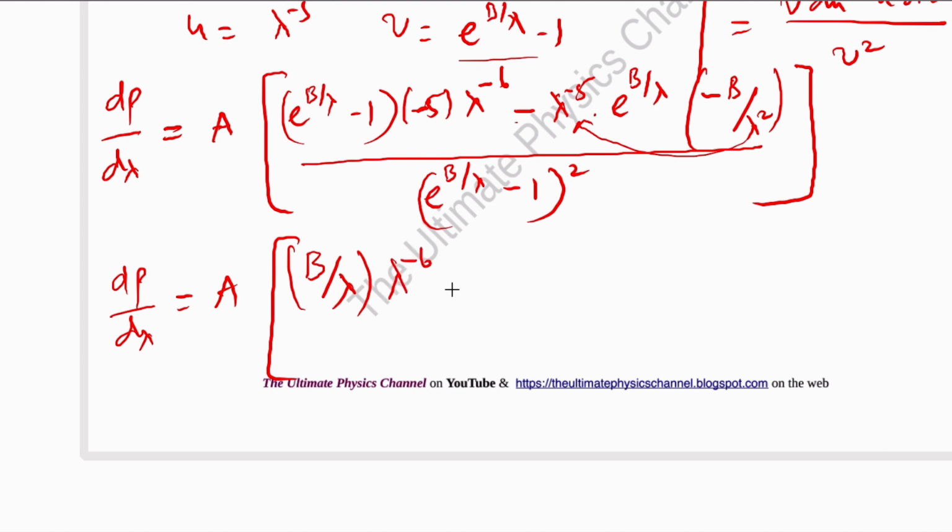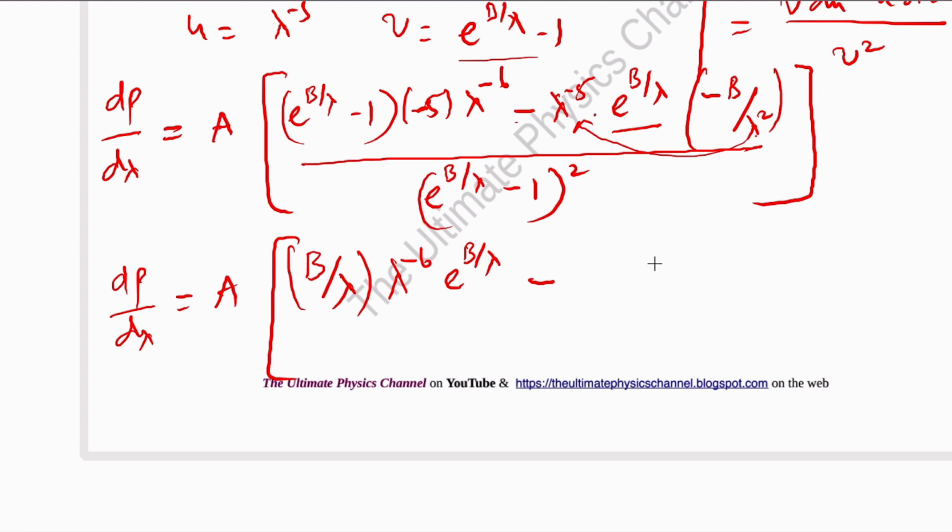Then we have a lambda power minus 6. Then we have, of course, e power b over lambda. Why are we doing this? Because this whole thing is positive. Then the minus sign in the first term can be put here, and it has a lambda power minus 6. Here it has lambda power minus 5. So to make it minus 6, we are taking one of the lambdas from the lambda squared to the numerator to make it minus 6.